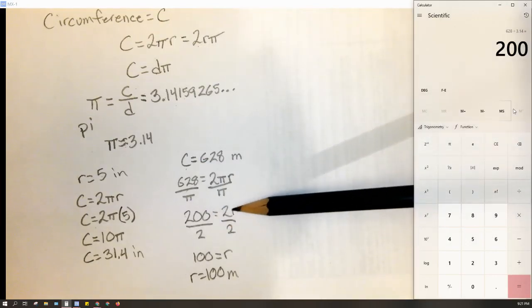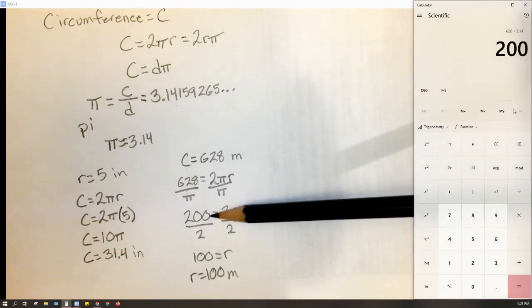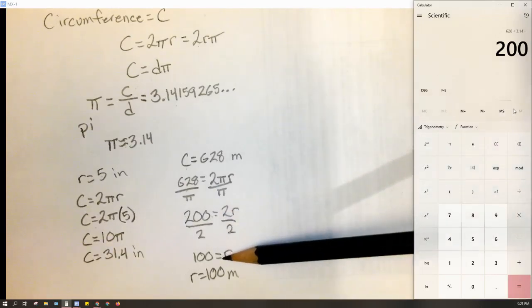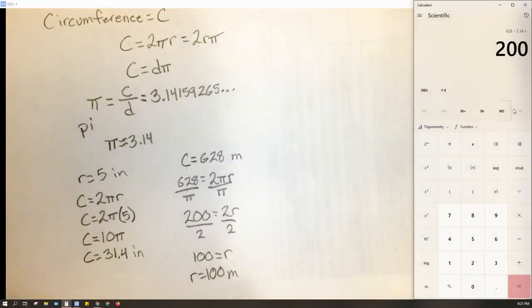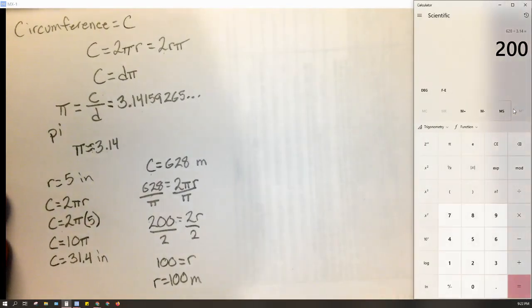So 200 was 2 times the radius, and remember 2 times the radius is the diameter. So the diameter of the circle was 200. And then we divided that in half to get the radius, which is 100. So that is circumference. The other thing you need to know is the area formula.